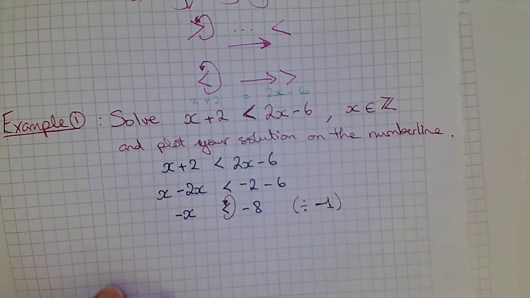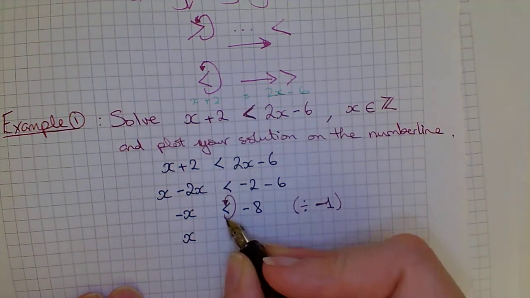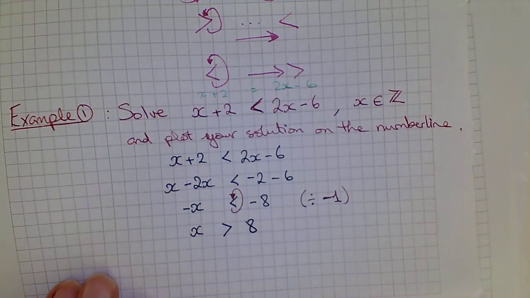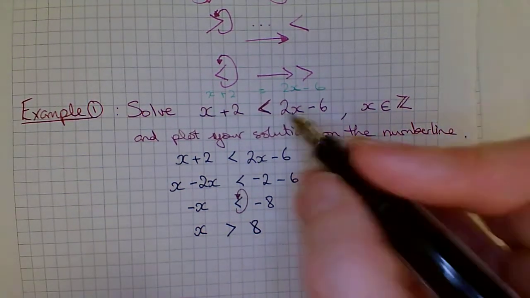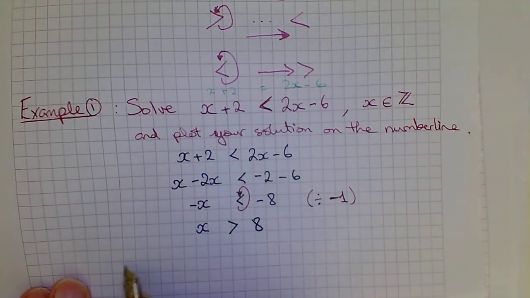So now I'm going to write down my answer. This will become a plus x, this will become a greater than sign, and this will become a plus 8. So x is greater than 8. Okay, and now I must plot my solution on the number line. They're integers, so whole numbers.